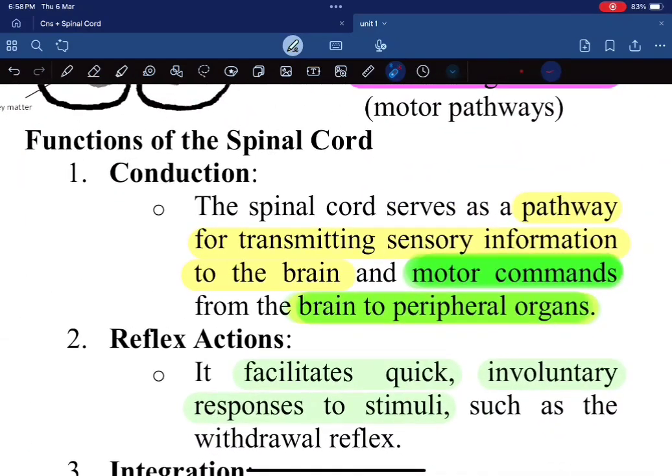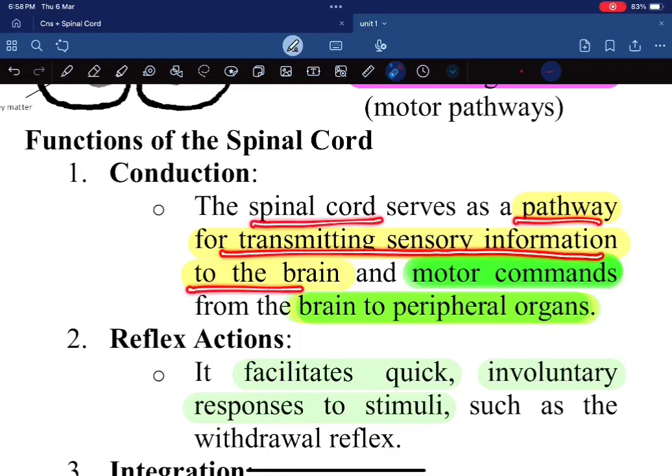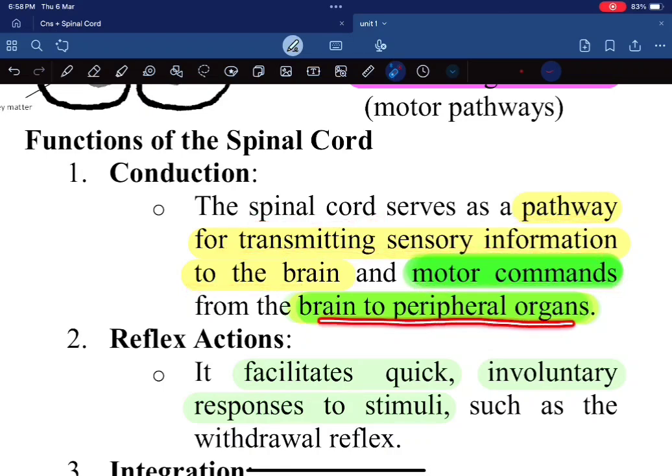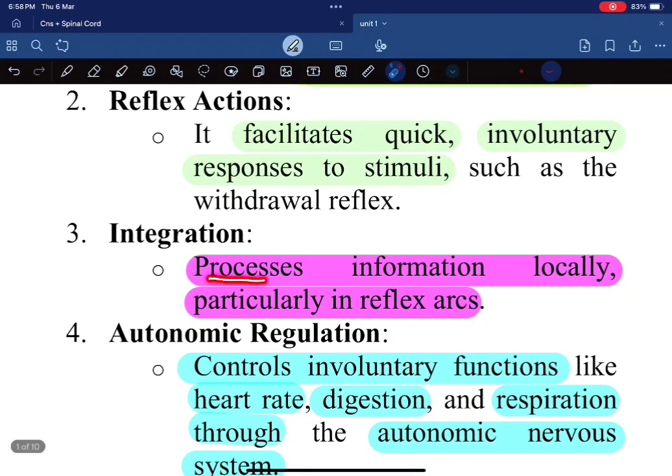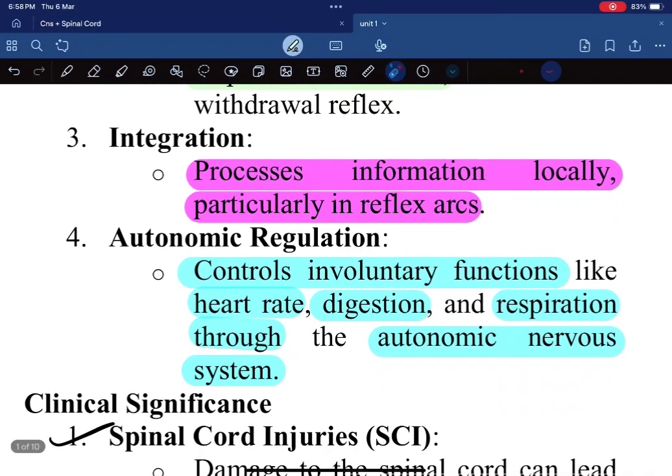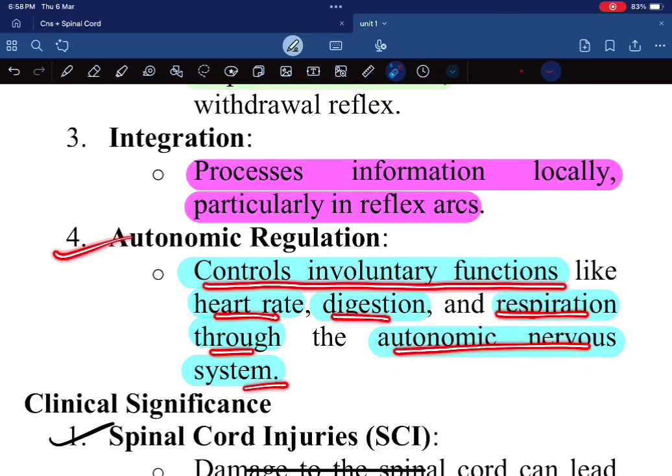First, conduction. The spinal cord serves as a pathway for transmitting sensory information to the brain and motor commands from the brain to peripheral organs. Second, reflex action. It facilitates quick involuntary responses to stimuli, such as the withdrawal reflex. Third, integration. It processes information locally, particularly in the reflex arc. Fourth, autonomic regulation. It controls involuntary functions like heart rate, digestion, and respiration through the autonomic nervous system.